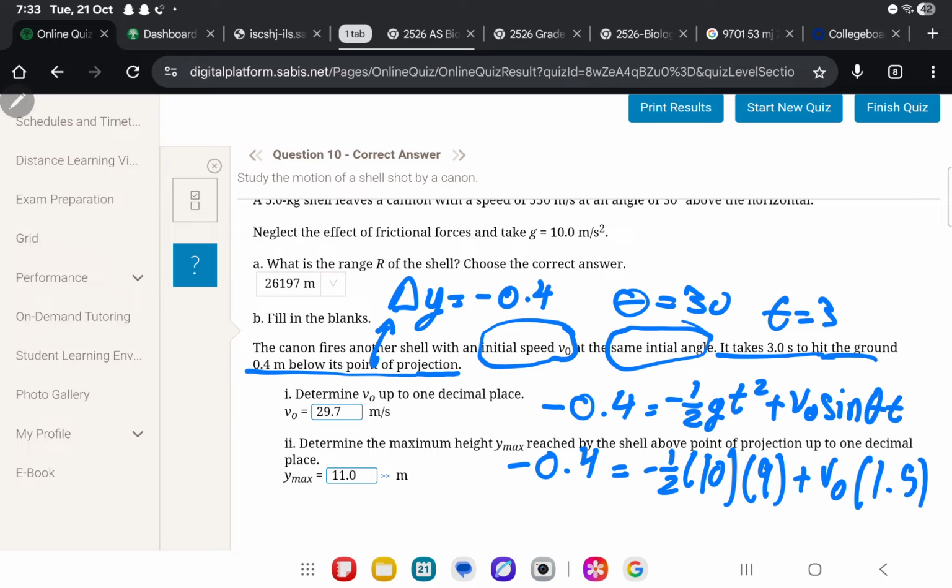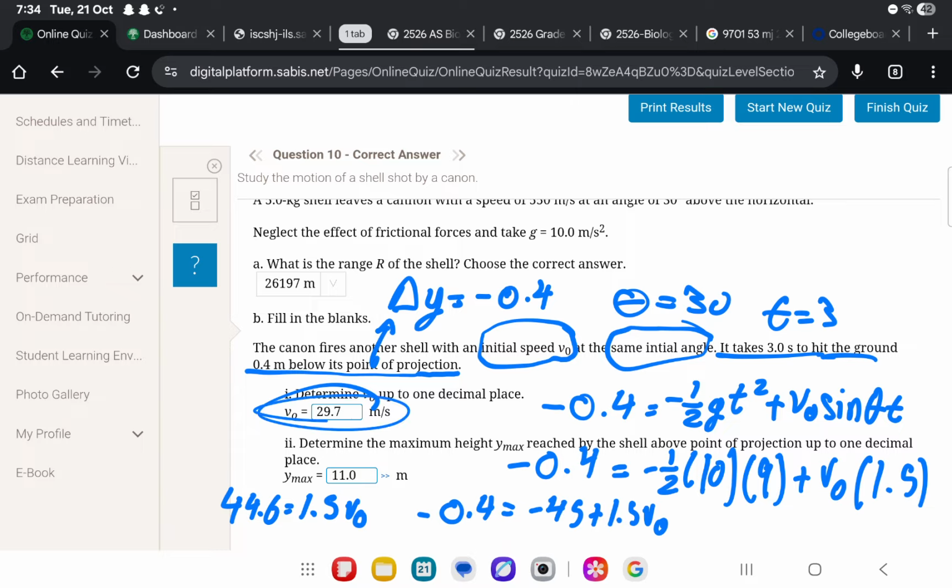Now, without an equation solver, you can very easily solve this, and actually, let's solve it without an equation solver. Negative 0.4 is equal to negative half times 10 times 9, negative 45, plus 1.5 V0. Now you take negative 45 to the other side. What's 45 minus 0.4? You get 44.6. So 44.6 is equal to 1.5 V0. Divided by 1.5, you get 29.7, and that is your answer.